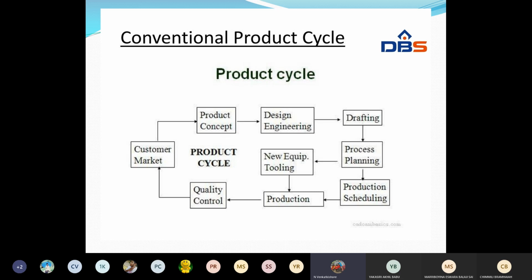In the market, if any product is fully demanded, it means the product is fully used by the customer, or the product is totally required by the customer. The diagram shows the various steps in the product cycle. This cycle is driven by the customers or the market, where the demand for the product is in the market. Who demands the product? The customer will demand the product based on his necessity or requirement.